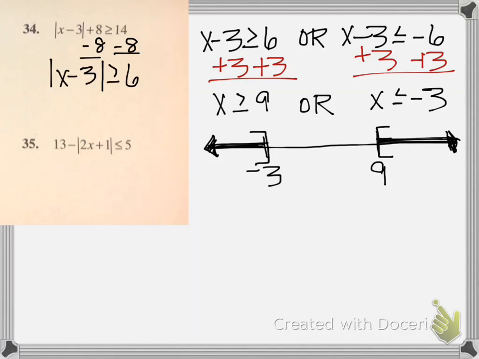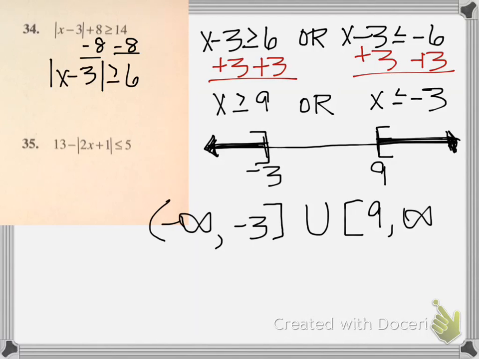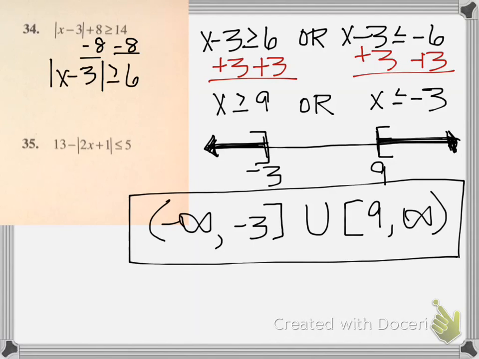Then if I'm writing it in interval notation, I would have negative 3 as the highest, lowest would be negative infinity. I would union that with 9, comma, positive infinity. And that would be my complete solution.